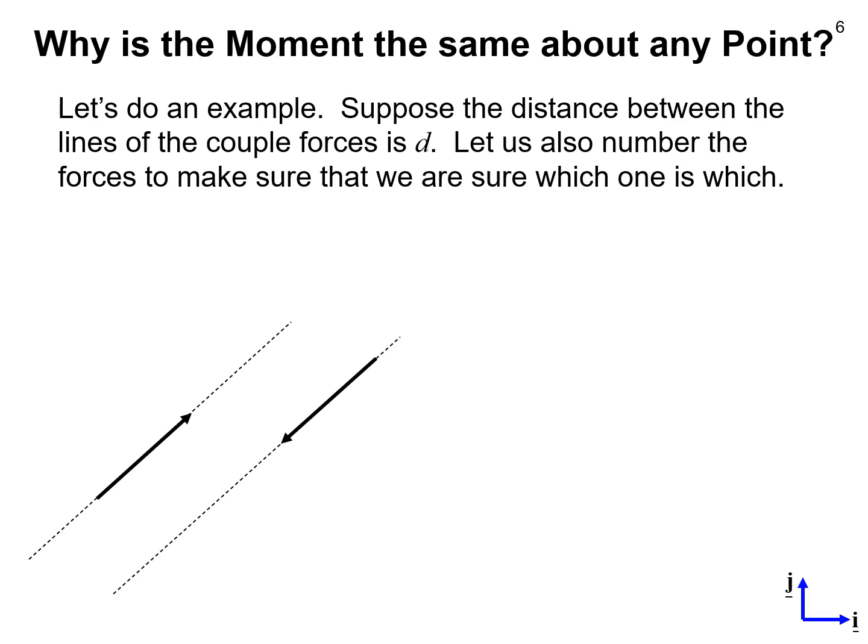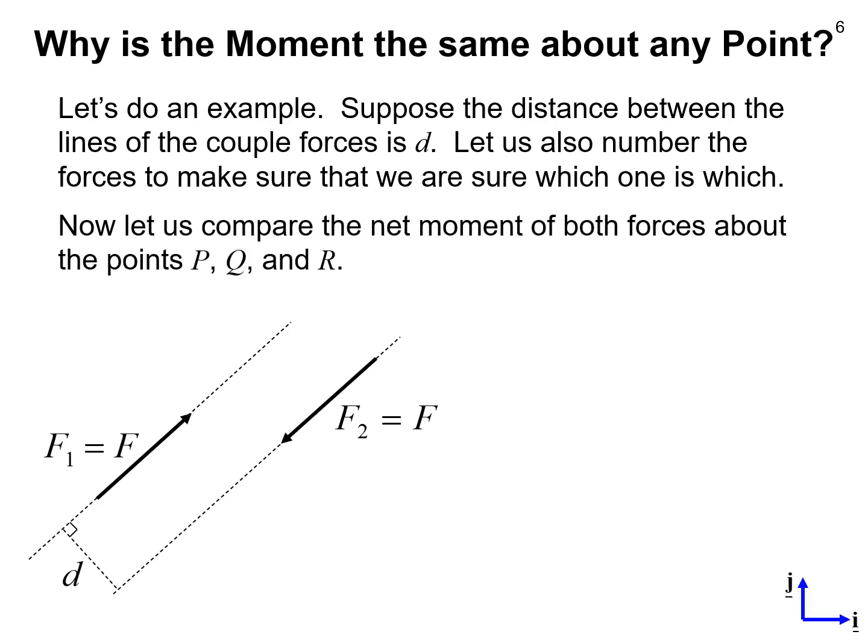To show this, we're going to do a couple of experiments. We won't do an actual complete proof, but let's say I have, first of all, a distance d that defines the perpendicular distance between those two lines of action. I'm going to distinguish each vector with a number, even though they have the same value: one is F1, one is F2. That way I can see in the calculations what I'm talking about. Then I'm going to define 3 points, P, Q, and R. P happens to be on the line of F1, Q happens to be on the line of F2, and R happens to be at some other point, a perpendicular distance h away from the second line.